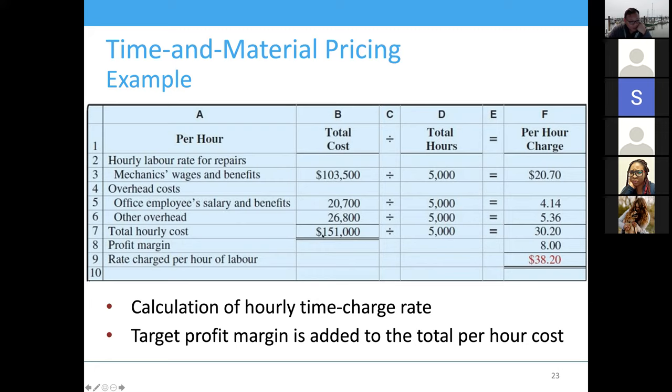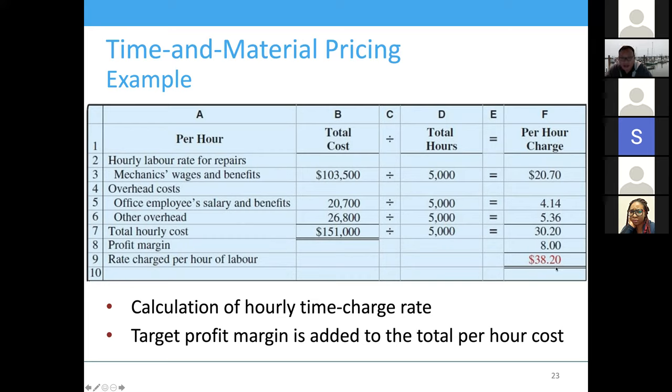So it turned out it's 151,000, and we are basing it all on 5,000 mechanics' labor hours, right? So then you figured out for each hour the cost would be $30.20. But remember, for each hour you want to make $8, right? So then you add $8. So that's how much you charge per hour, $38.20. Ashley? This looks very similar to finding the rate for your manufacturing overhead.